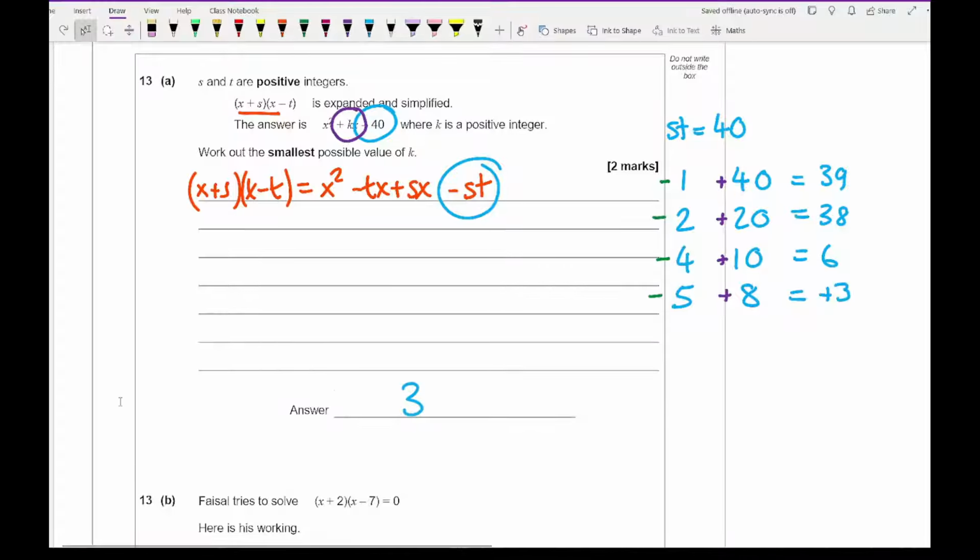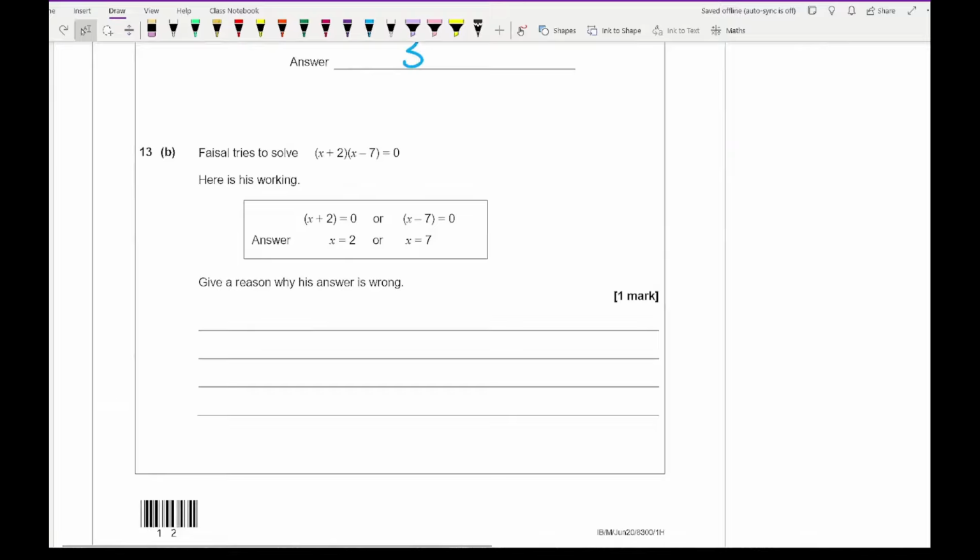For question 13b, it says Faisal tries to solve x plus 2, x minus 7 equals 0. Here is his working out, and the question says give a reason as to why his answer is wrong. I can see straight away that this bit here is where it's wrong.